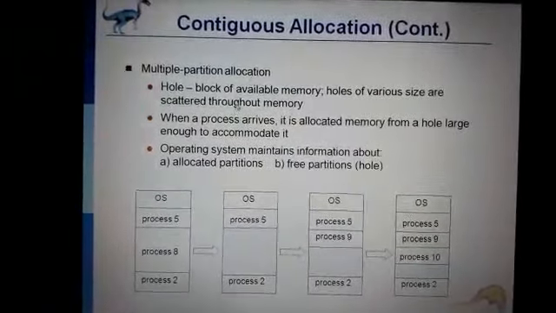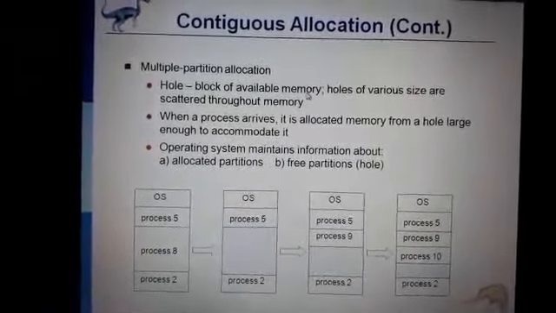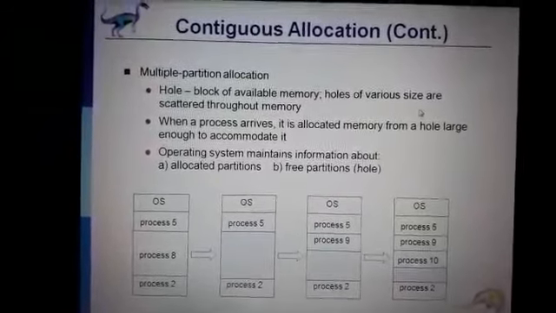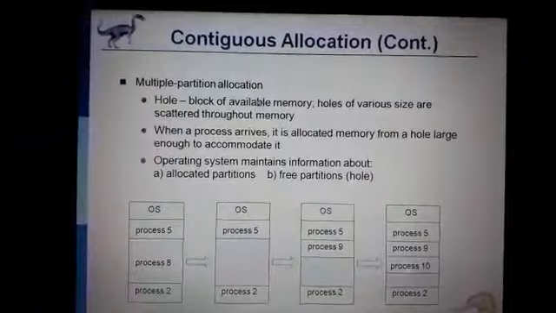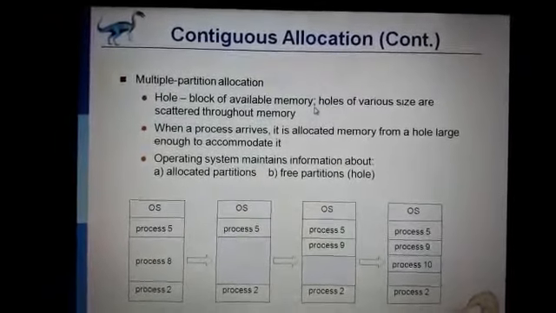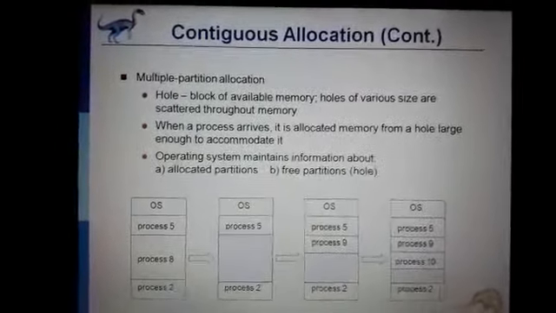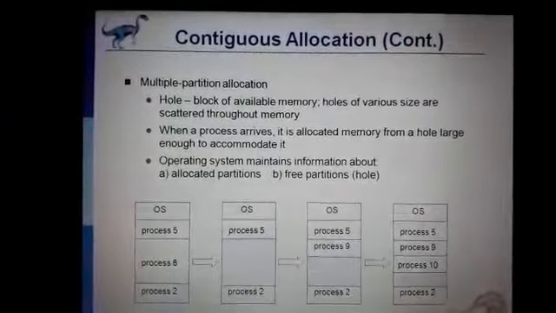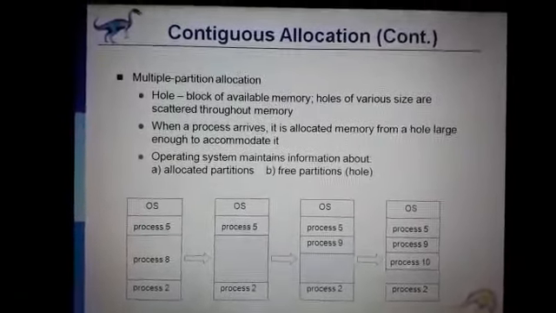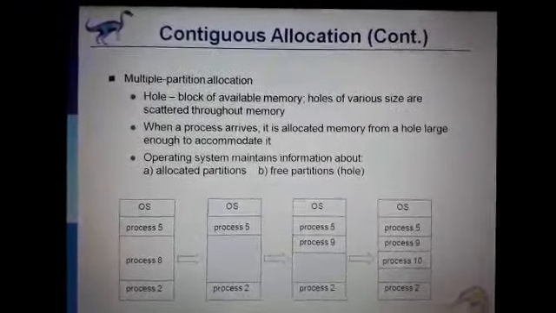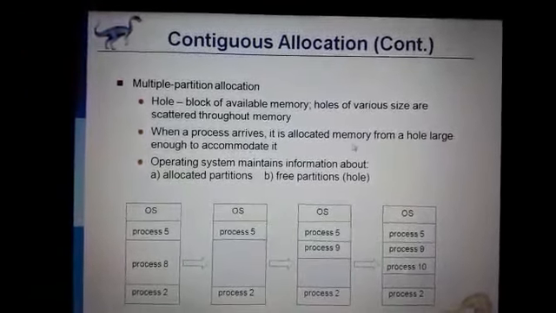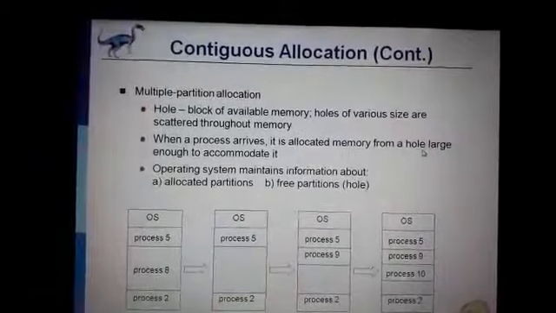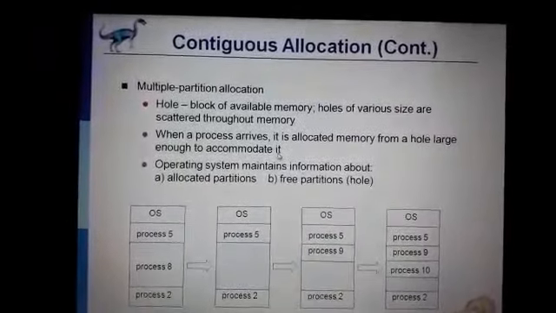Multiple partition allocation. A whole block of available memory, with holes of various sizes scattered throughout the memory. It is a block of available memory, so space is available to store the process. When a process arrives, it is allocated memory from a hole large enough to accommodate it.